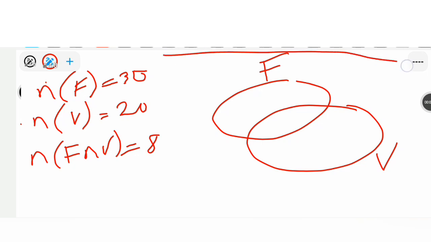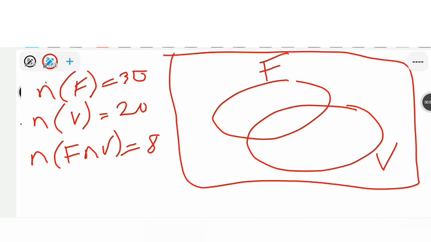Okay, put your rectangle. So where they meet, that's F intersection V, which is supposed to be 8. This is NV. NV, everything is 20. So this whole circle of V is 20. But 8 has gone out, so this is supposed to be 20 minus 8, that will be 12.